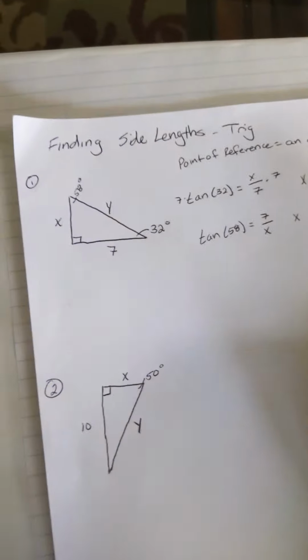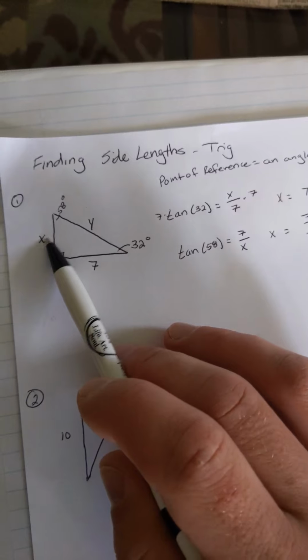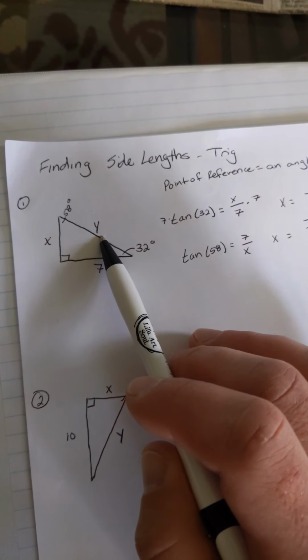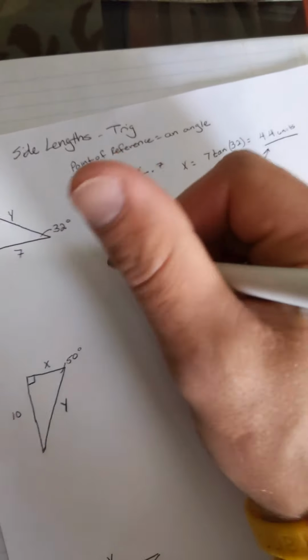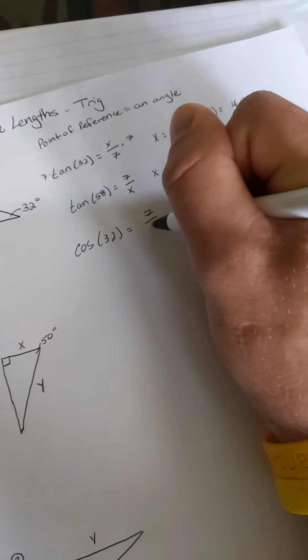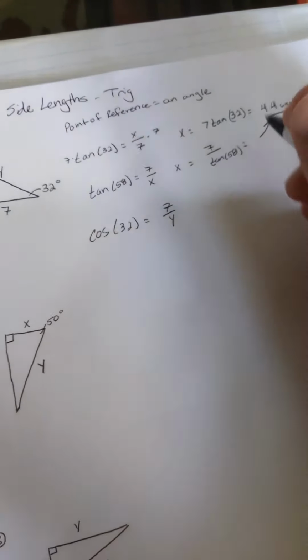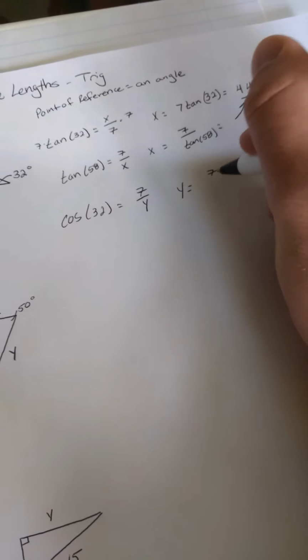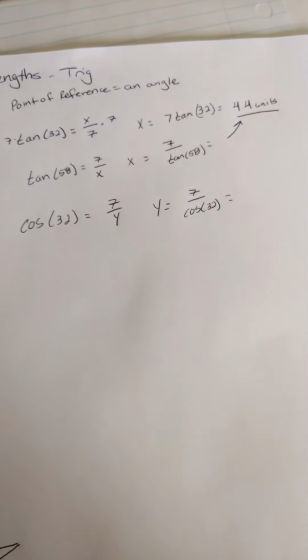So now that we have 4.4 for x, we can go find y. Being we used this as a rounded number, we don't necessarily want to use this one to go find y. We still want to use our concrete number here. So let's go adjacent over hypotenuse, which is cosine. Cosine of 32 equals adjacent over hypotenuse. Again, you'll learn a trick that when you have a variable on the bottom, you can just flip-flop these entire sections. So y equals 7 divided by cosine of 32. Calculator problem. 8.3 units.